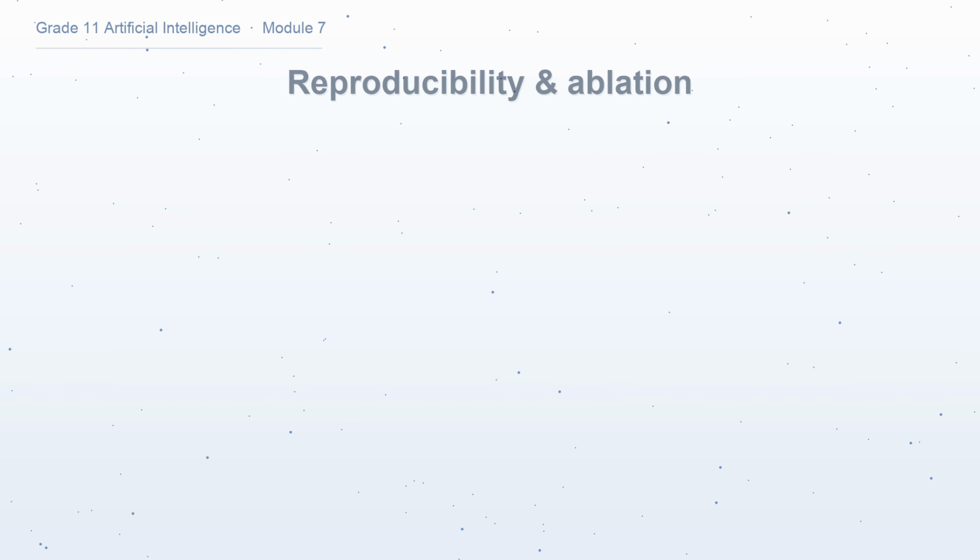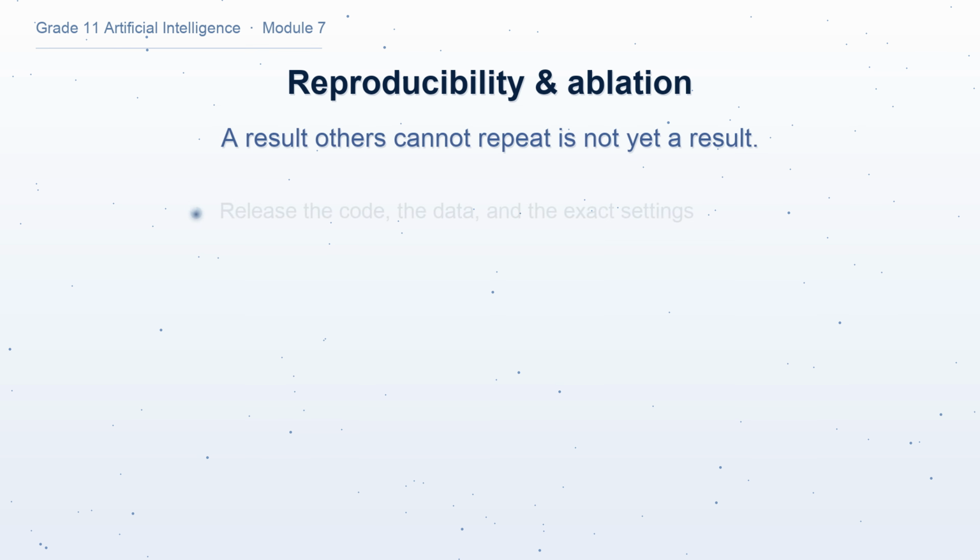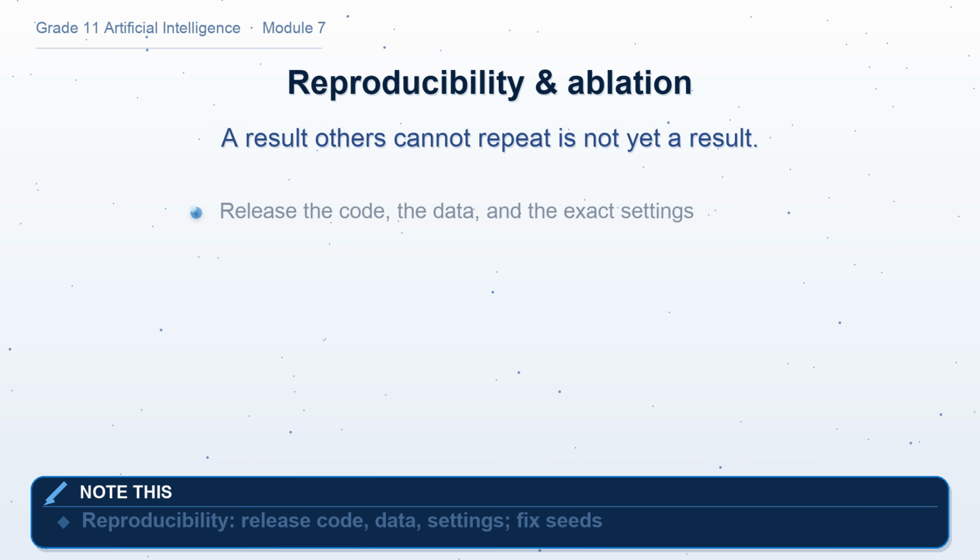A finding only counts when another team can reproduce it. So we release the code, the data, and the exact settings we used. We fix the random seeds and report them so the same run gives the same numbers.